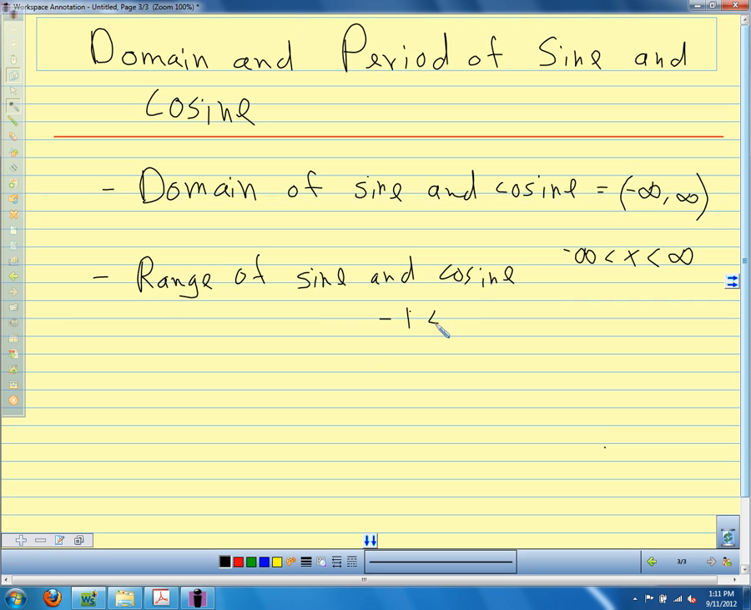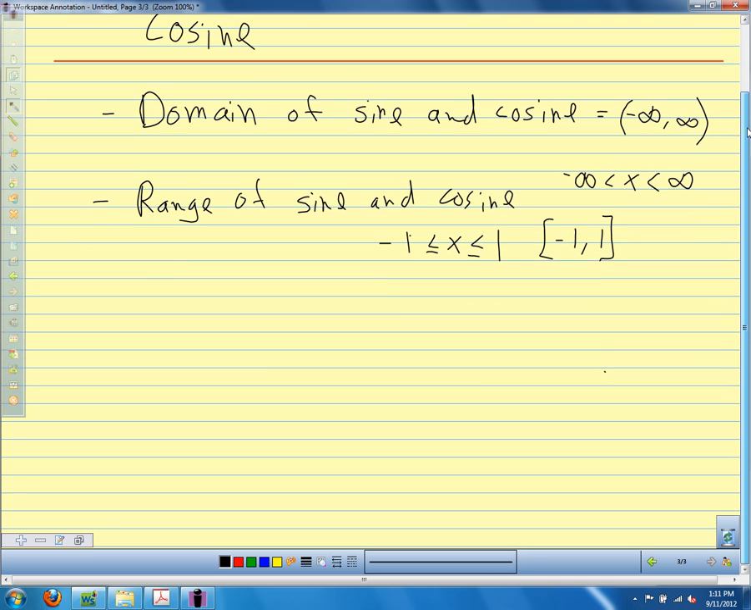Negative 1 less than or equal to x less than or equal to 1. The way we write that in interval notation is [-1, 1], with brackets this way. The square brackets mean equal, the round brackets mean less than or greater than. The other thing we can see from our unit circle is if we keep going around, we keep getting the same numbers over and over again, between -1 and 1, for both of these. If we keep wrapping our number line around, we don't get anything other than the numbers between -1 and 1.